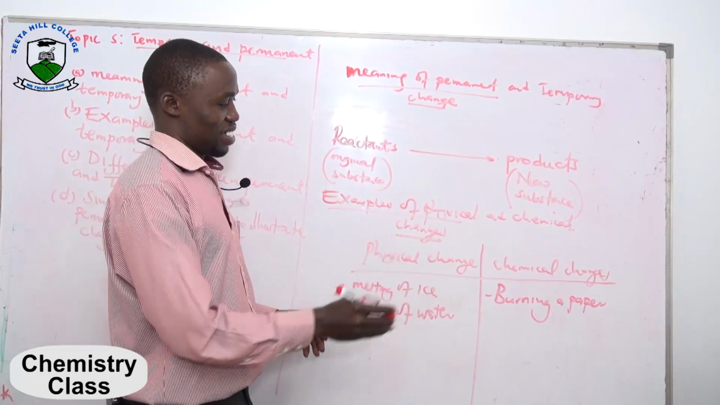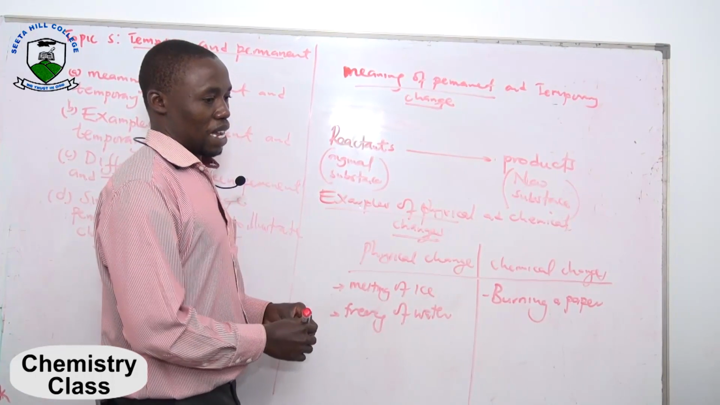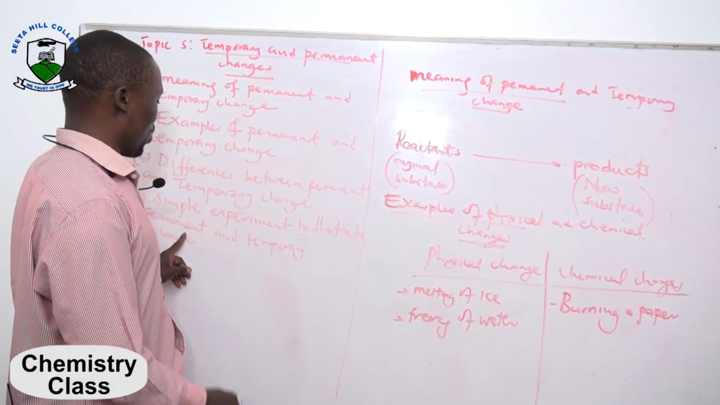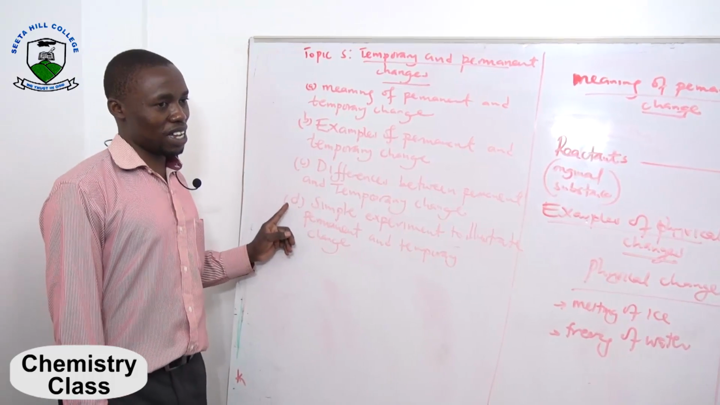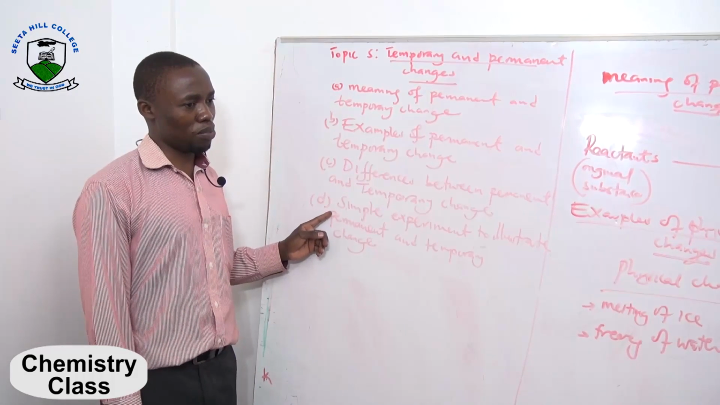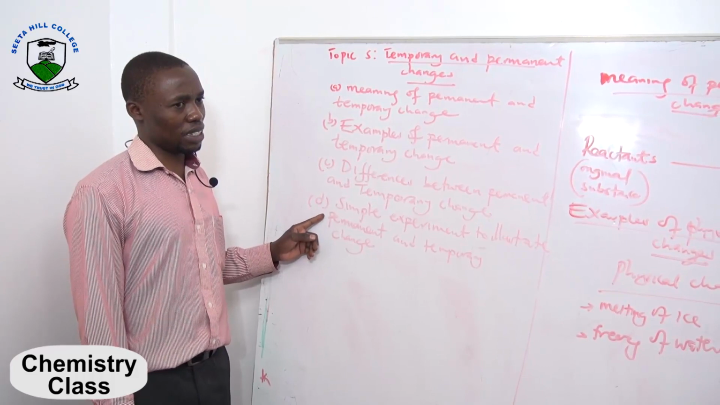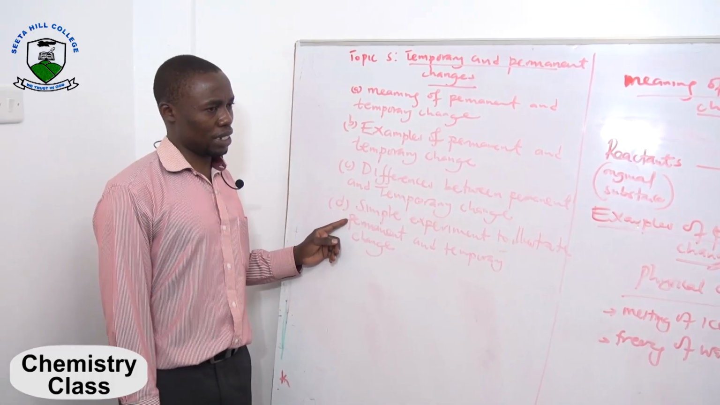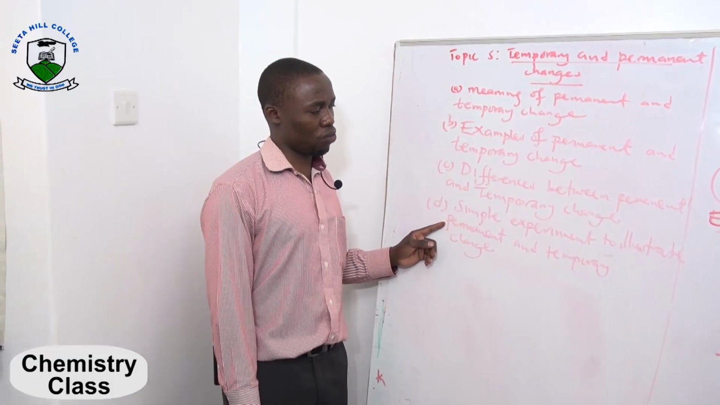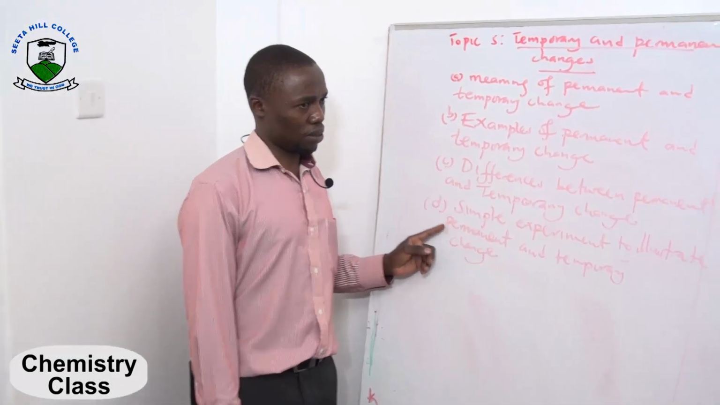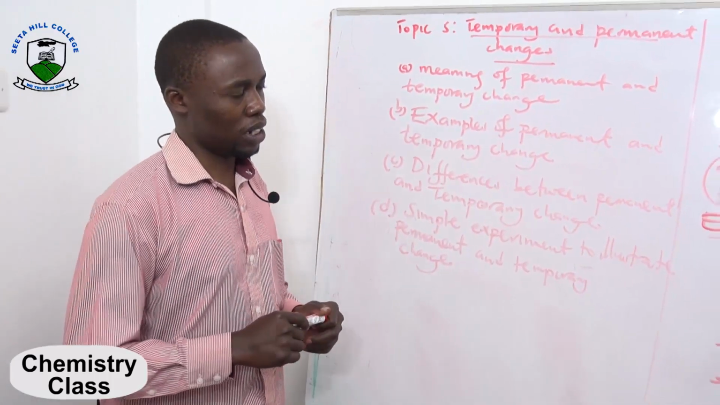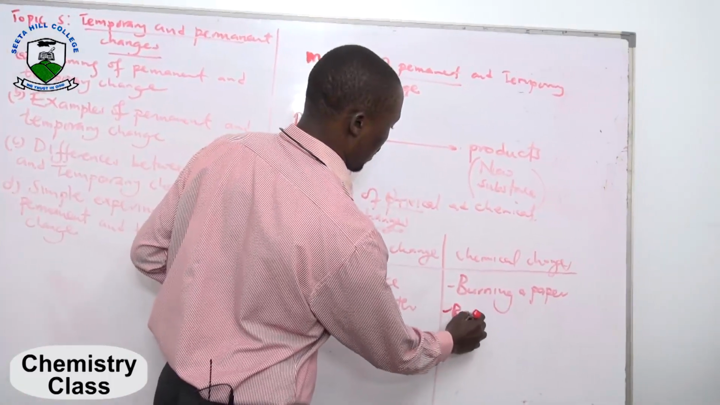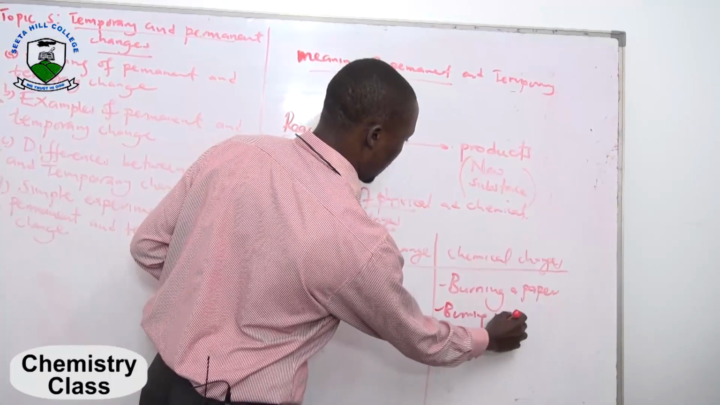What are these? Burning magnesium ribbon. We are going to see it practically here. If you burn magnesium ribbon, the change is chemical and permanent. It changes the substance from one form to another. We shall burn it and see. Burning magnesium ribbon.